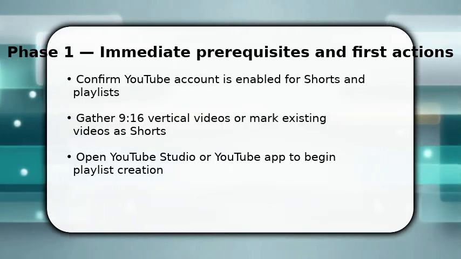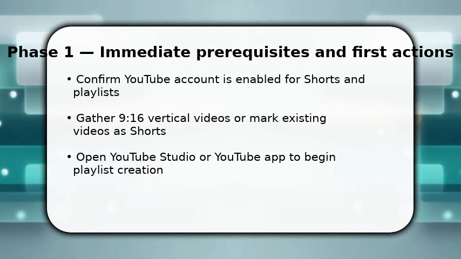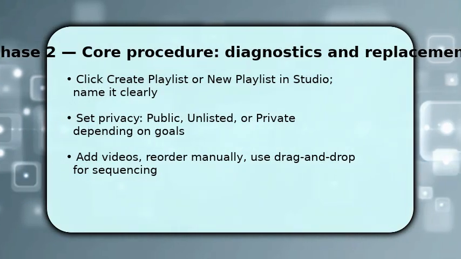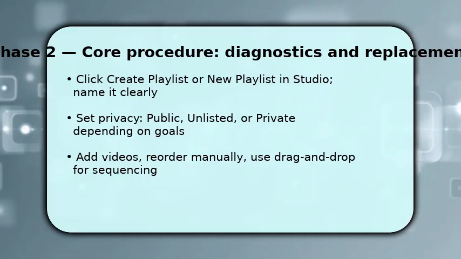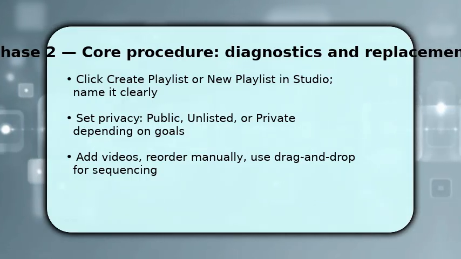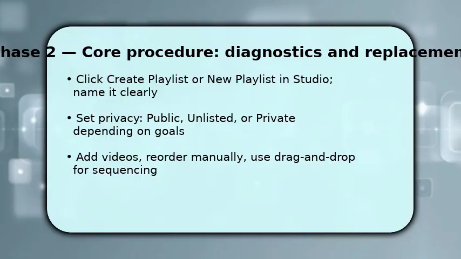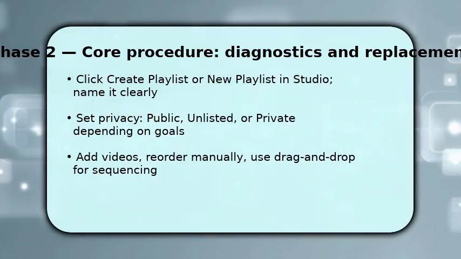Now you create the playlist. Click Create Playlist and choose a clear, searchable name that signals it contains shorts. Set privacy to public if you want discoverability, or unlisted for sharing without indexing. Make sure to explain why to yourself so decisions match goals.